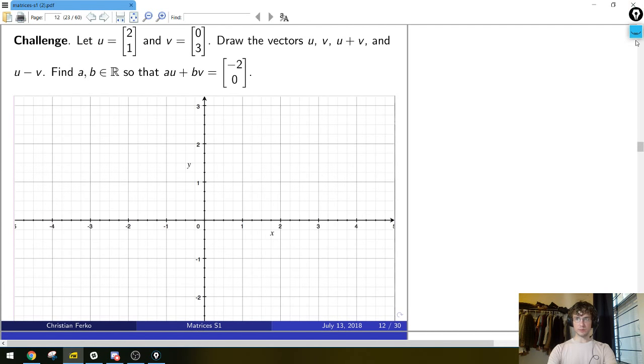Now a challenge for you. I have to draw it because it's on my screen, but I will ask you to tell me what to draw for each of these. I've given you two vectors, u, which is (2, 1), and v, which is (0, 3), using column vector notation. The challenge asks us to draw u, v, u plus v, and u minus v. First, to draw u, what should I draw?